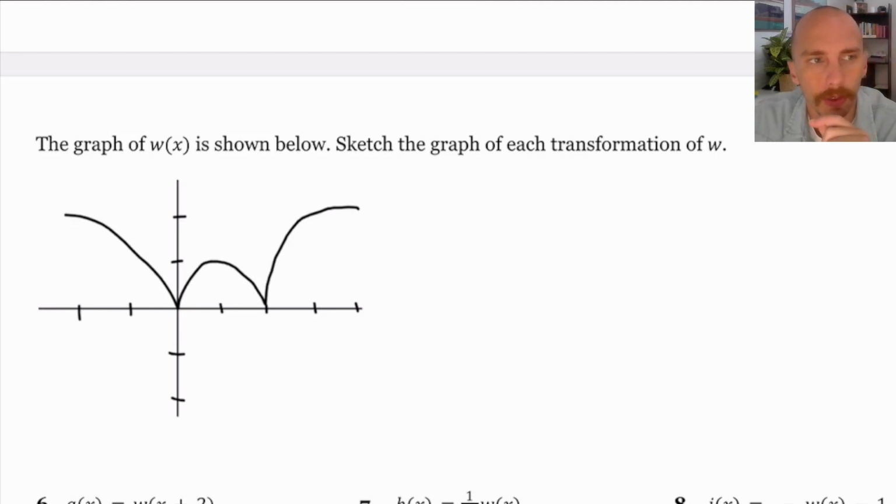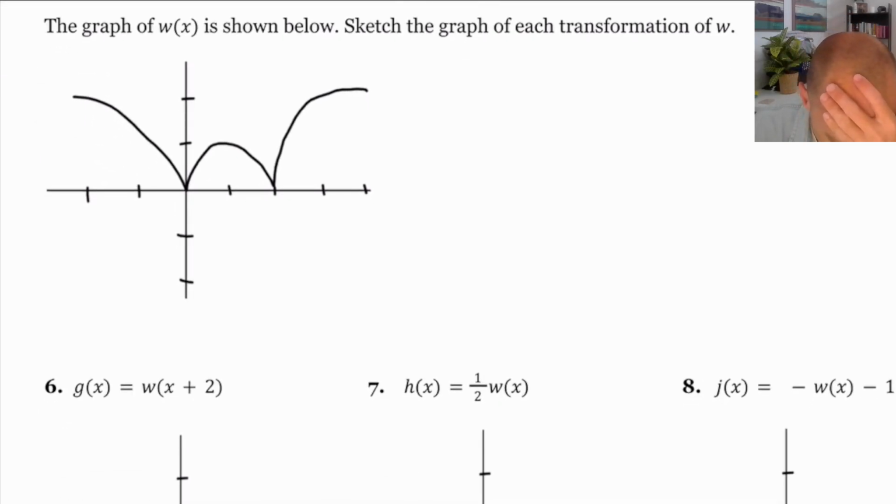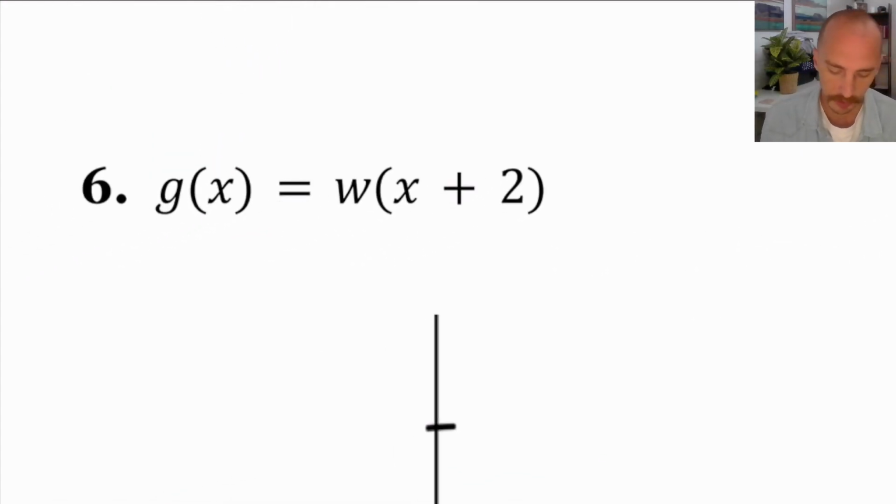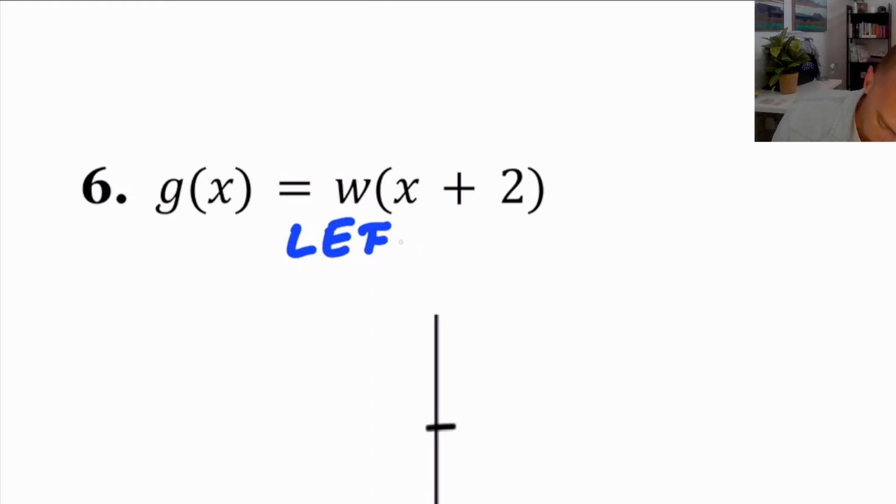All right, next we've got the graph of w of x, and it's got three different curve parts to it, and we're going to sketch the graph of each transformation of w down here. Okay, so g is w of (x plus 2). First underneath I'm going to write what the transform is. If I'm replacing x with x plus 2, that's going to be shifting the graph of w left 2 units.